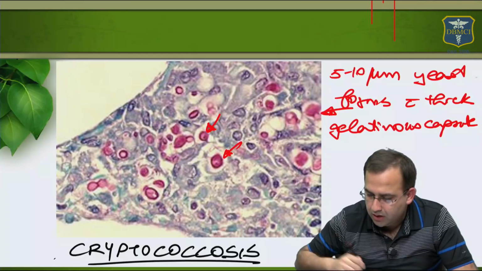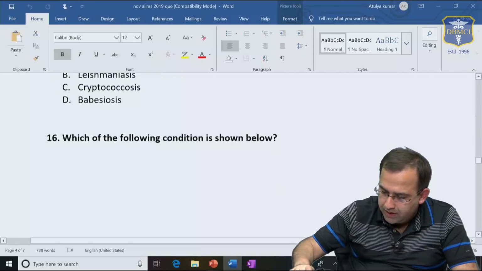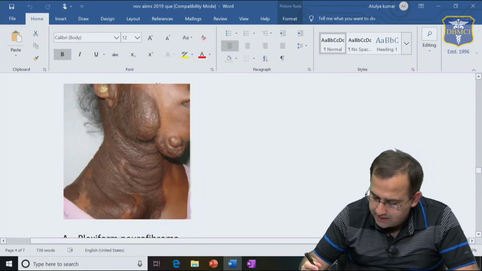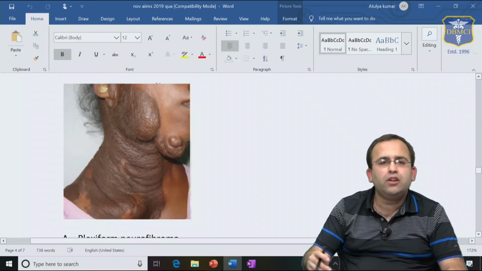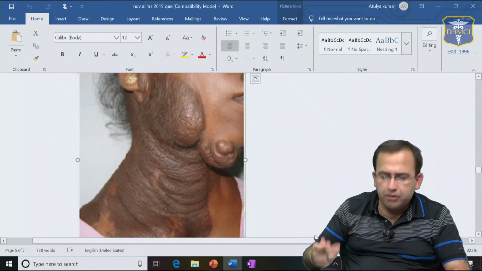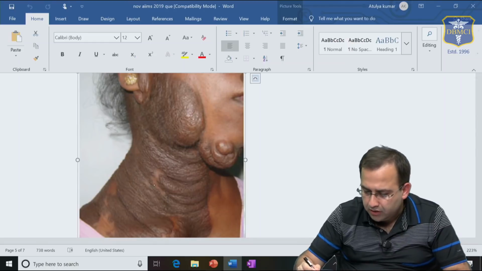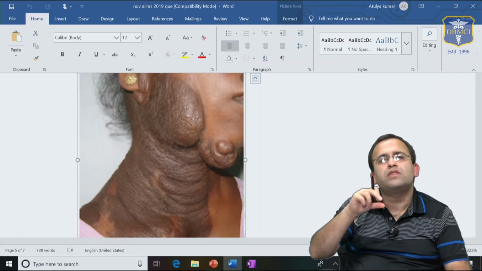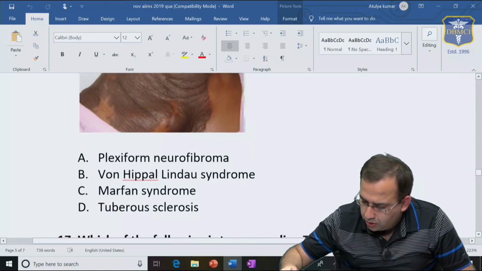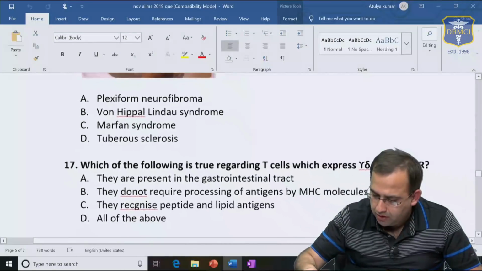Next, this gets us to the next question: which condition is shown below. What you see here is a multinodular tumor. Let me slightly enlarge it. It is present on the neck. It has multiple nodules. A multinodular tumor arising in peripheral nerves, and it is looking sausage shaped in appearance. This is classical neurofibromatosis, that is plexiform neurofibroma.